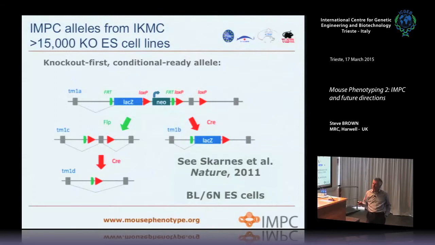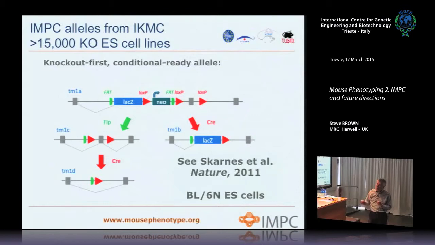And it's called that because you can take the TM1A allele, and using Cre excision of the neo cassette, you can convert it into a null allele, the TM1B allele, or by using Flp, you can convert it into this conditional-ready allele, TM1C. Now, this is the allele that we're analyzing in IMPC. It's a fully null allele, and we want to find out what is the phenotype for every gene in the mouse genome when you completely knock out the function of that gene. So it's the TM1B allele.